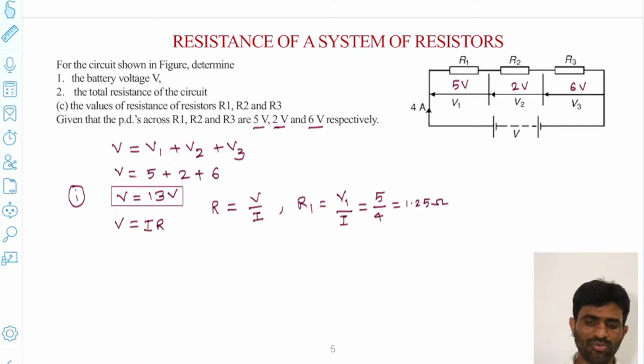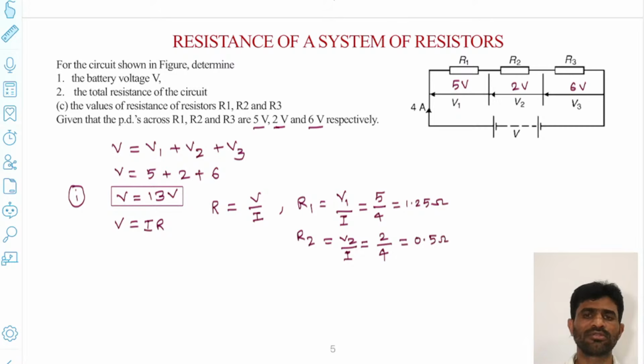Now R2 is equal to V2 by I. So V2 is 2 volts and current is 4. Same. Current across all the resistors is same. So V2 by I, so it is 2 by 4. 2 by 4 is 1 by 2. 1 by 2 is 0.5. 0.5 ohms.